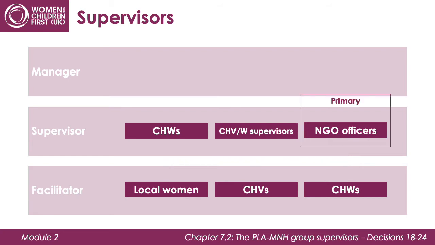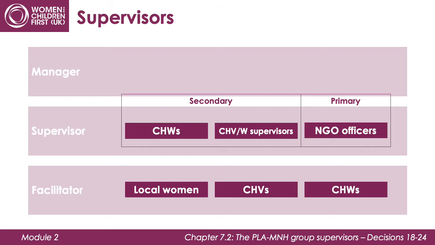One common approach to support this phased embedding is a dual supervision system. In this case, at the beginning of the program, the NGO officers are selected, trained and engaged as primary supervisors, working directly with the PLA-MNH group facilitators in their catchment areas. However, also from the very beginning of the program, secondary supervisors are selected from one of the embedded groups, for example from CHWs or CHV or CHW supervisors. These secondary supervisors then shadow the NGO officers in their role.